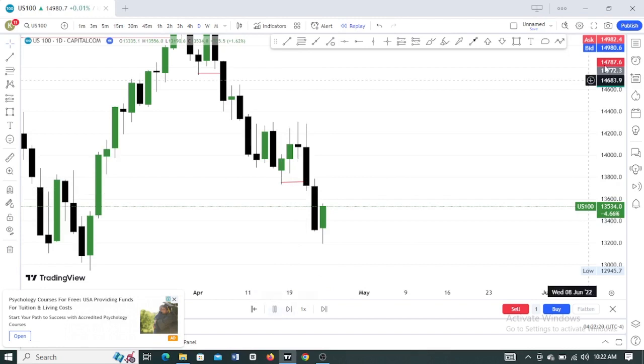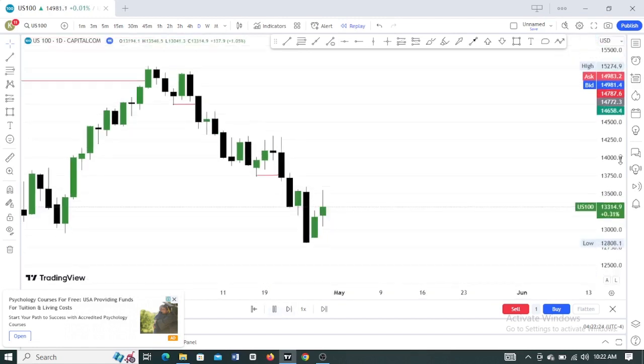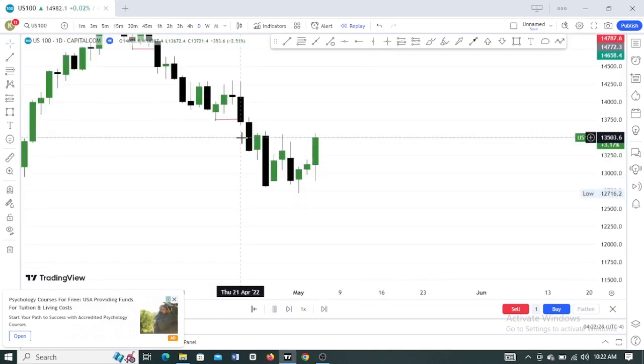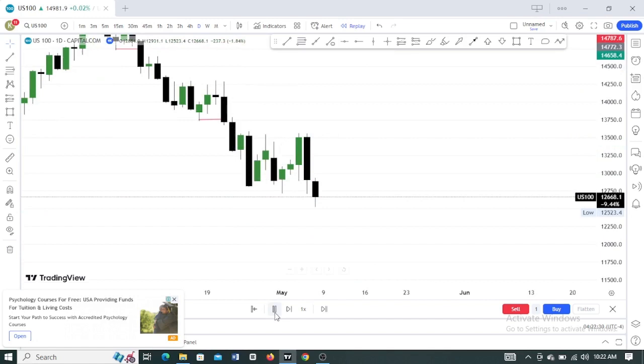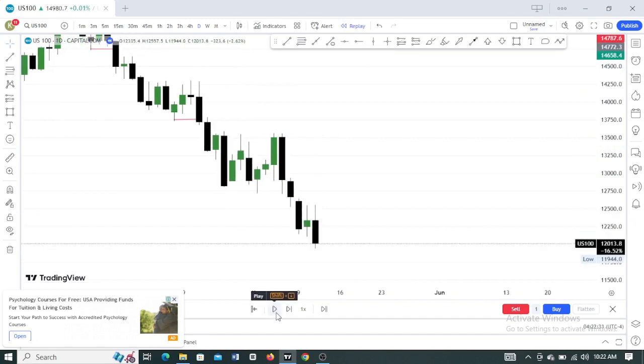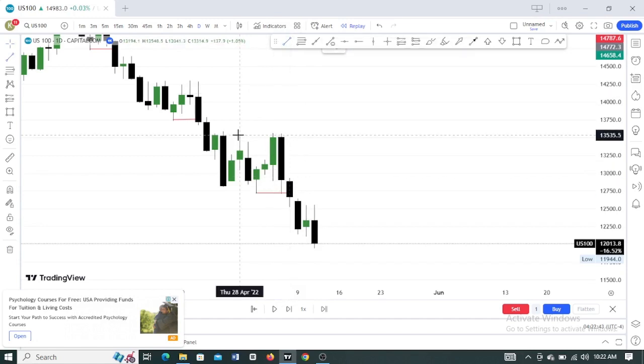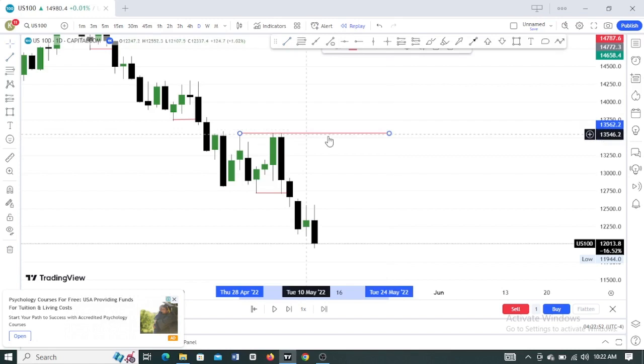Let's go. See, now we have a break of structure to the downside. This is a break of structure to the downside, and now we have these relative equal highs. This is liquidity. We want to see the market coming to clear this liquidity up, right?